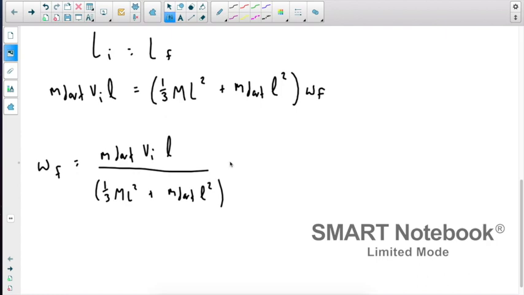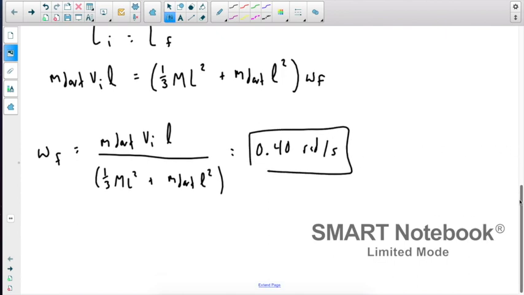So this is my final equation, and I will let you all plug that in and solve. But you should end up getting 0.40 radians per second. Okay. Now let's see what has happened to kinetic energy.